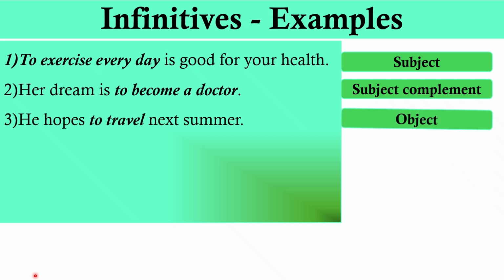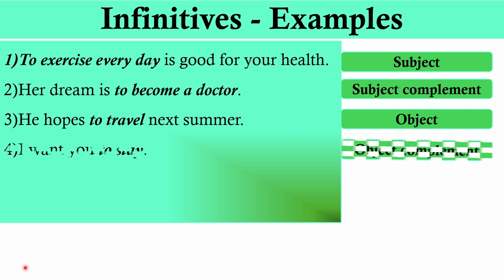Third, he hopes to travel next summer. Here, to travel is the object of the verb hopes. It tells us what he hopes to do. Again, functioning as a noun. Fourth, I want you to stay. Here, you is the object, and to stay tells us what I want you to do. This is the job of an object complement. It completes the meaning of the object.